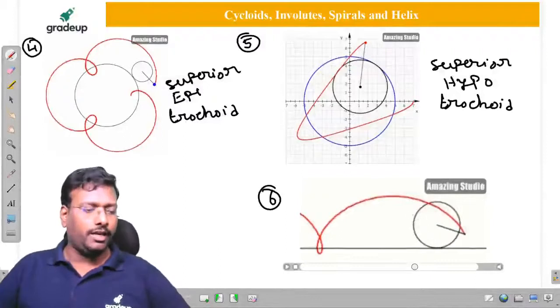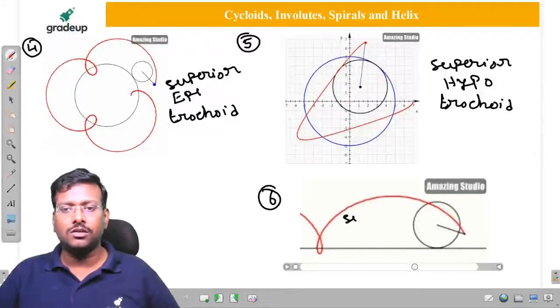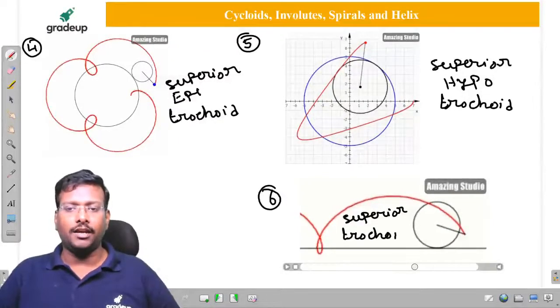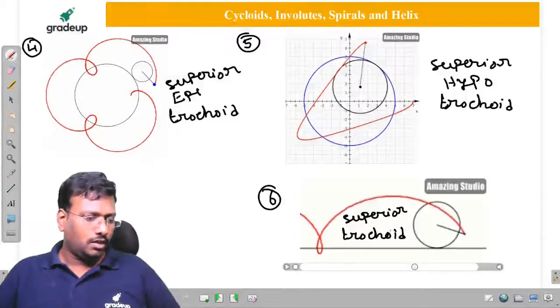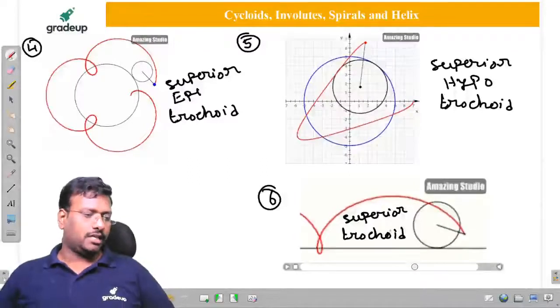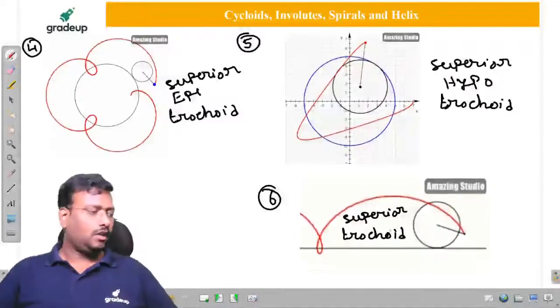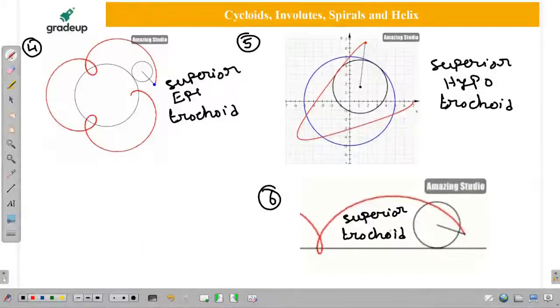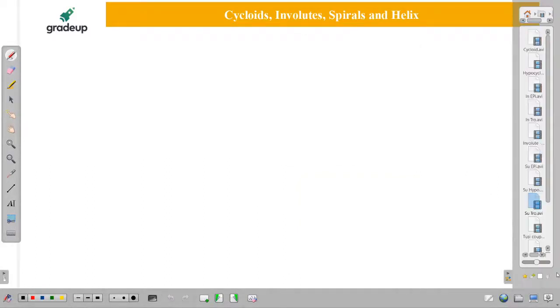So, this is going to be considered as a superior trochoid. Yes, that is correct. Atul, you are correct now. Yes, that is correct, Twinkle. It is not cycloid, it is a trochoid. Now, I will show a few more. You try to give the answers to them also.